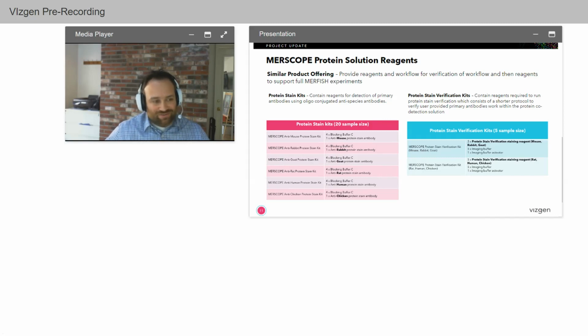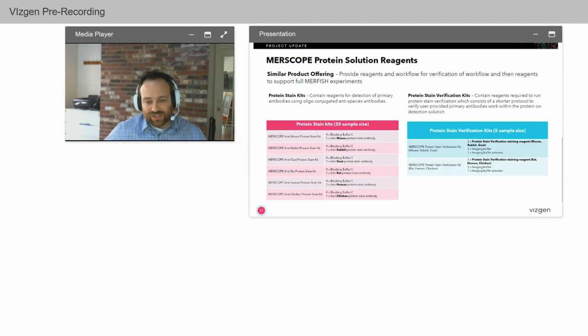Now, important for us here at VizGen is we want to offer researchers the ability to not just do the initial experiment, but do a verification so that they can verify and optimize their sample prep process before actually going into a full protein co-detection experiment. We have a similar setup with our sample verification kits that allow researchers to do an initial verification. And so here, what we also developed in addition to the protein stain kits is protein stain verification kits. These kits contain the reagents required to run through the protein stain verification, which is a shorter overall protocol that allows users to first test that the primary antibody they're going to be using can be used in conjunction with our protein stain kits.